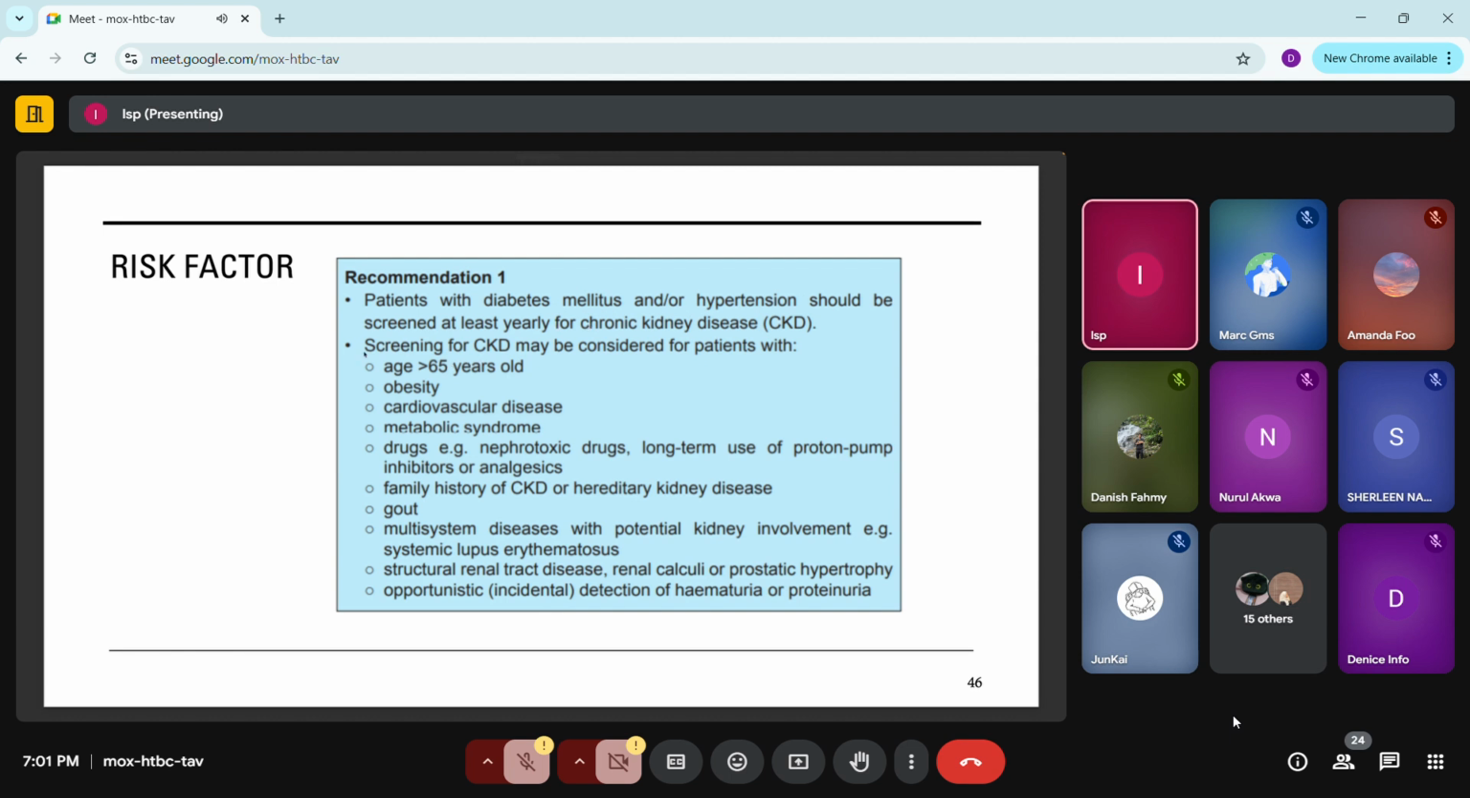So other risk factors for chronic kidney disease: one of course is aging. Number two, obesity, all those metabolic risk factors. Obesity, metabolic syndromes like diabetes, dyslipidemia, cardiovascular disease, family history of chronic kidney disease, recurrent infection, structural renal disease. Those are the risk factors for CKD.